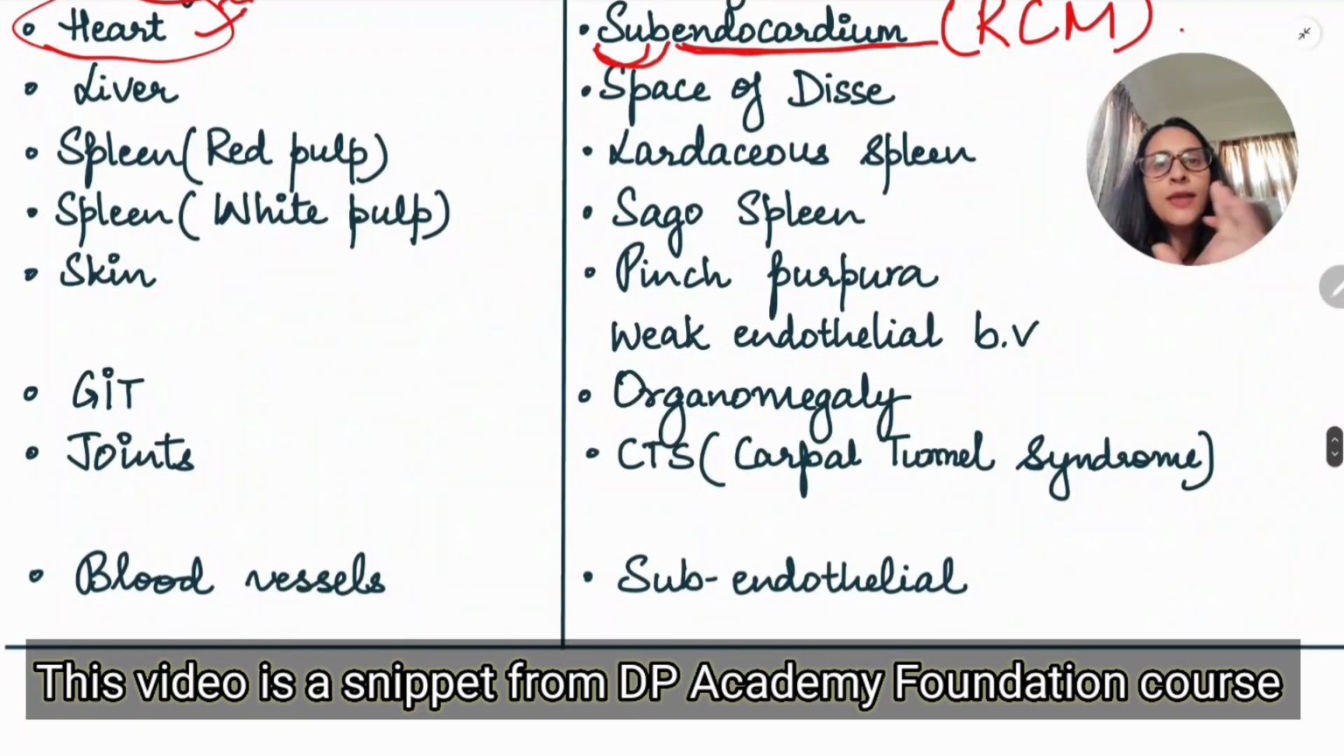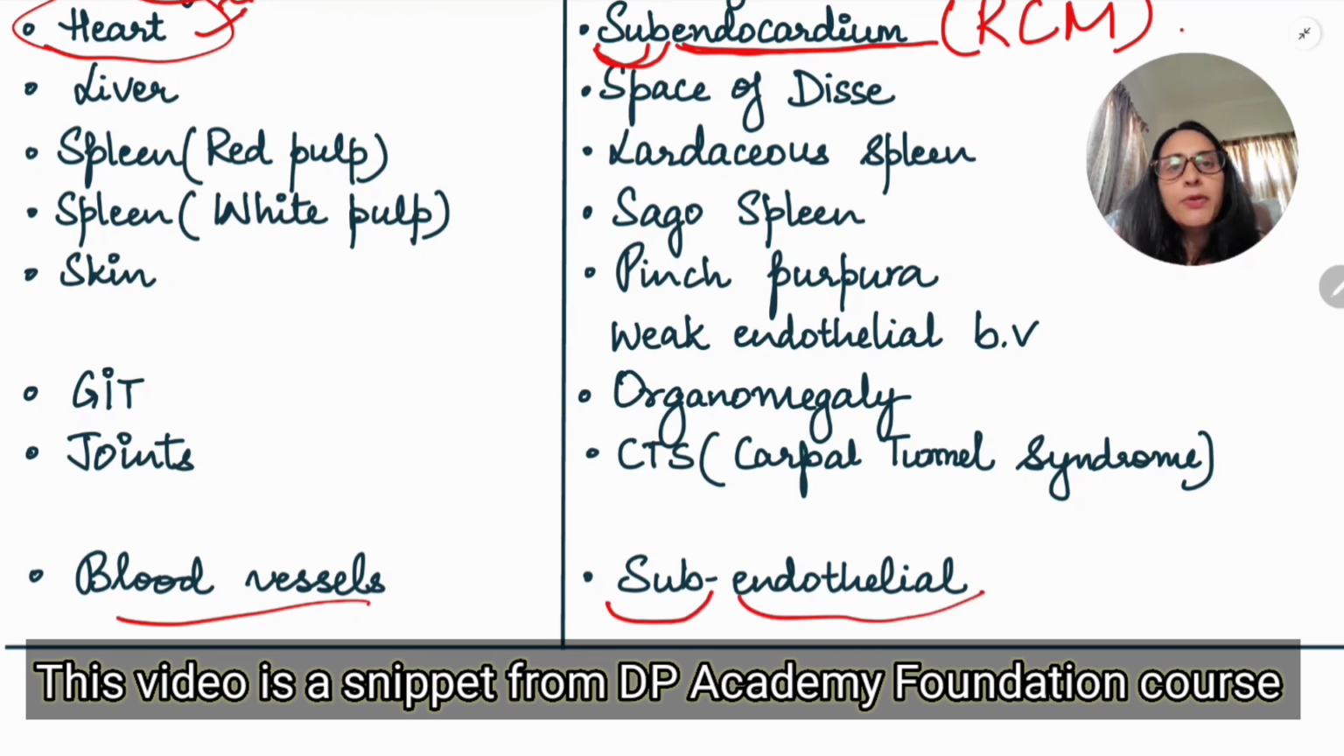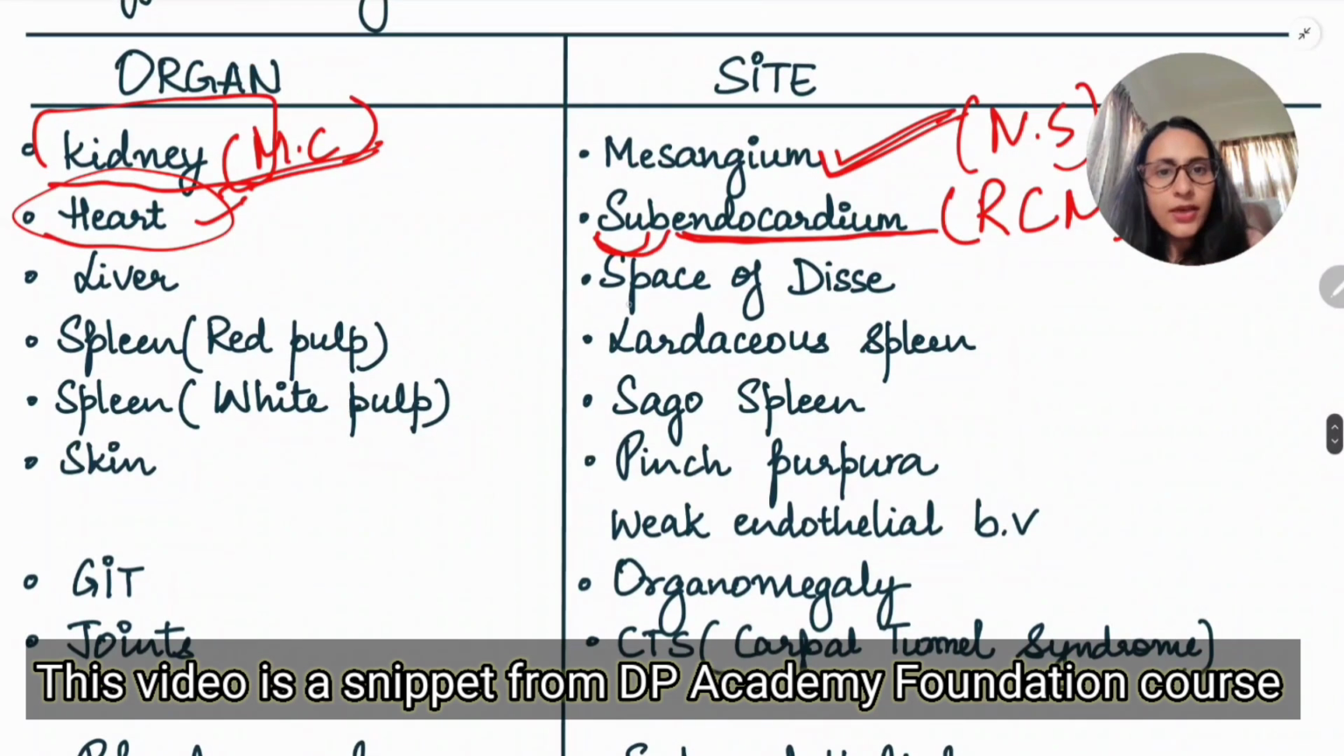As I told you, subendocardium is the area where it gets deposited in the heart. So in the blood vessel, it gets deposited in the subendothelium. Very easy to remember: subendocardium for heart, subendothelium for blood vessels. When it gets deposited in the liver, the area is the space of Disse.